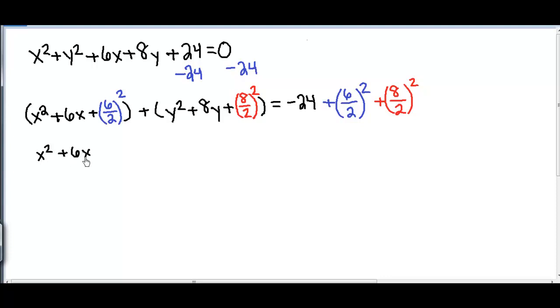x squared plus 6x plus 9. And then the next part becomes y squared plus 8y plus 16. And while we're at it, let's simplify the right side of the equation as well.